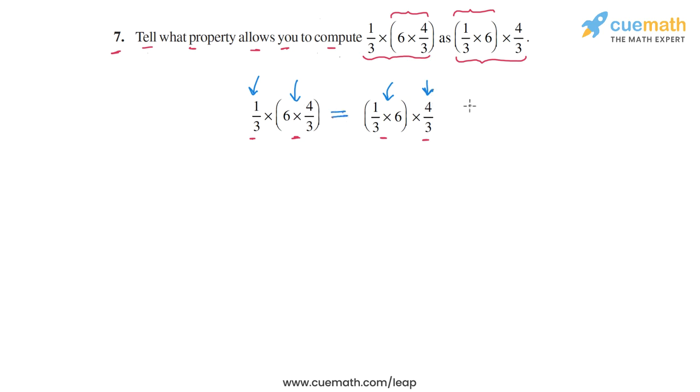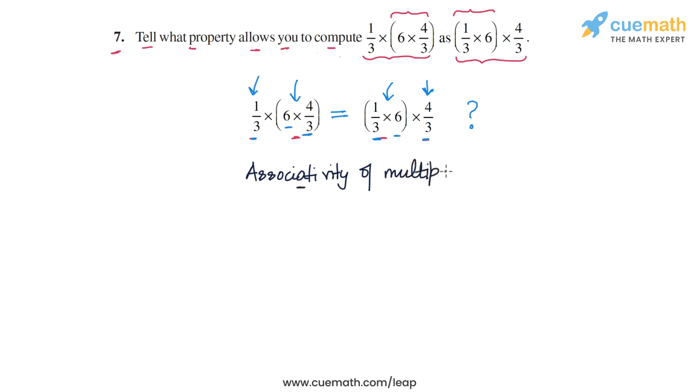And the question is asking us what property allows us to say this. Well, this equation is basically saying that you can multiply in any order. You can first multiply 6 and 4/3 and then 1/3, or you can first multiply 1/3 and 6 and then 4/3. And this property of multiplication, that you can multiply in any order, is called the associativity of multiplication. So make sure that you get the pronunciation and spelling correct.